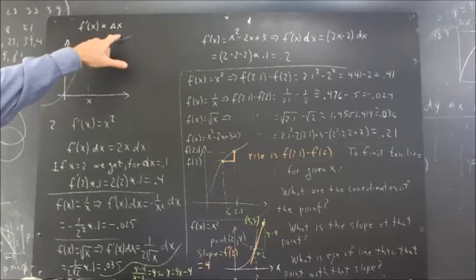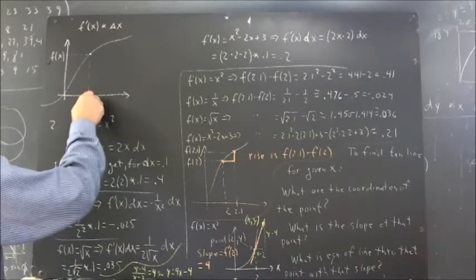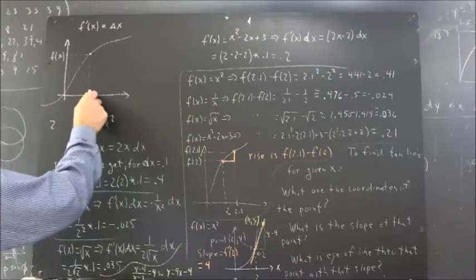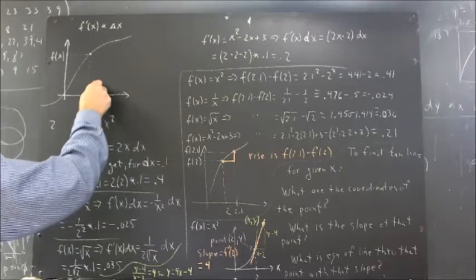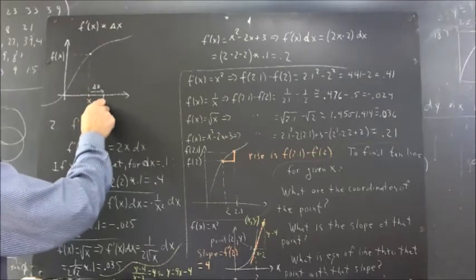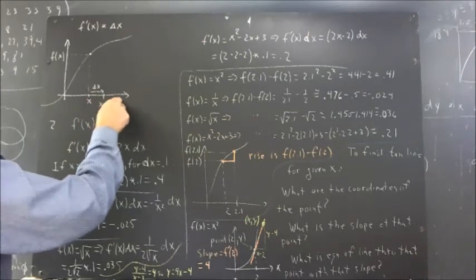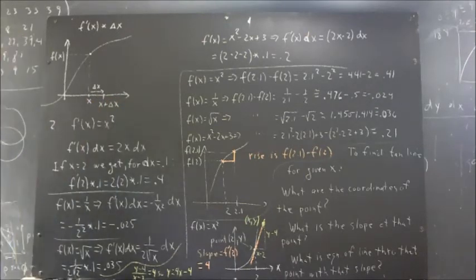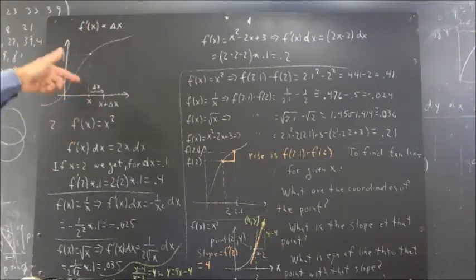We want a delta x. So let's have some kind of a delta x, probably starting at x. We're going to move some distance, delta x, in some direction. And we're going to end up at the point x plus delta x. So we've got a delta x in here, and it's related to the x.